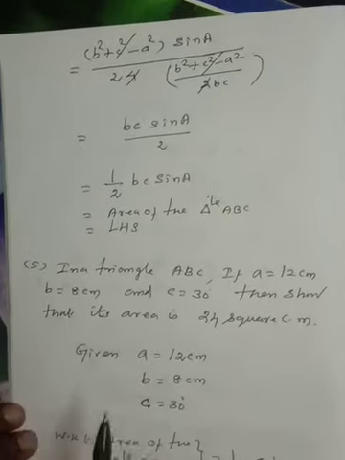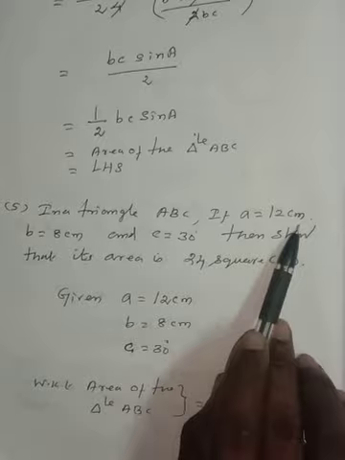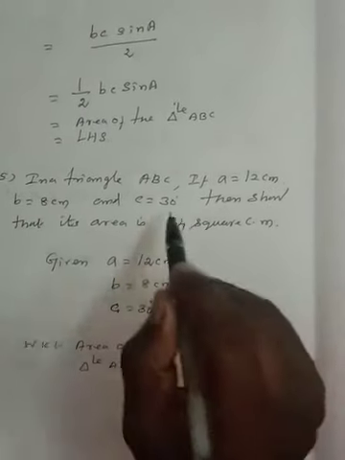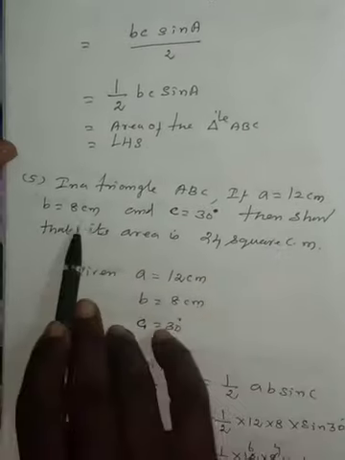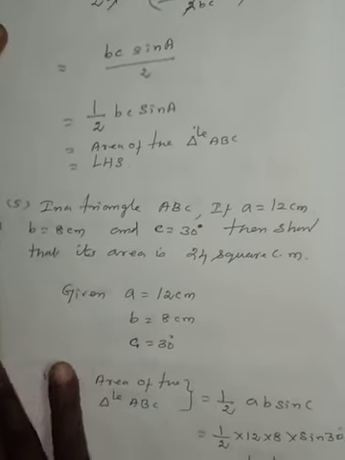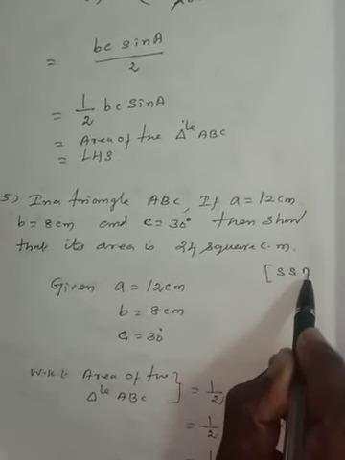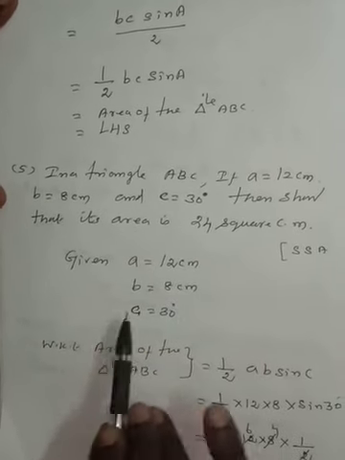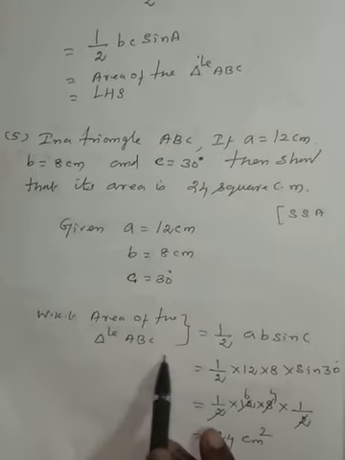Next, sum number 5. In a triangle ABC, if side a is equal to 12 cm, side b is equal to 8 cm, and angle C is equal to 30 degree. Two sides and one angle are given, so using the theorem for two sides and an included angle. Given a is equal to 12 cm, b is equal to 8 cm, and C is equal to 30 degree. We know the area of the triangle ABC.